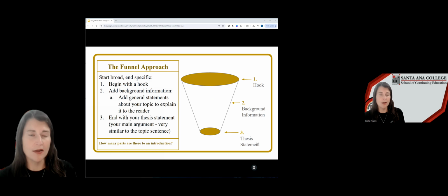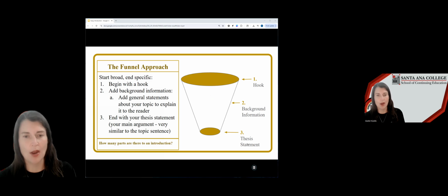It's going to be broad, but it's also going to be more general than the hook. I'm sorry, more specific than the hook, that's for sure, right? Because again, you're going from broad, general to more specific. And the thesis is going to have your main argument. It's very similar to how I am teaching you to write a topic sentence in this class. So you're going to have your topic for the thesis statement. There's going to be your topic, the controlling idea, and then the main ideas that you're writing in your paper.